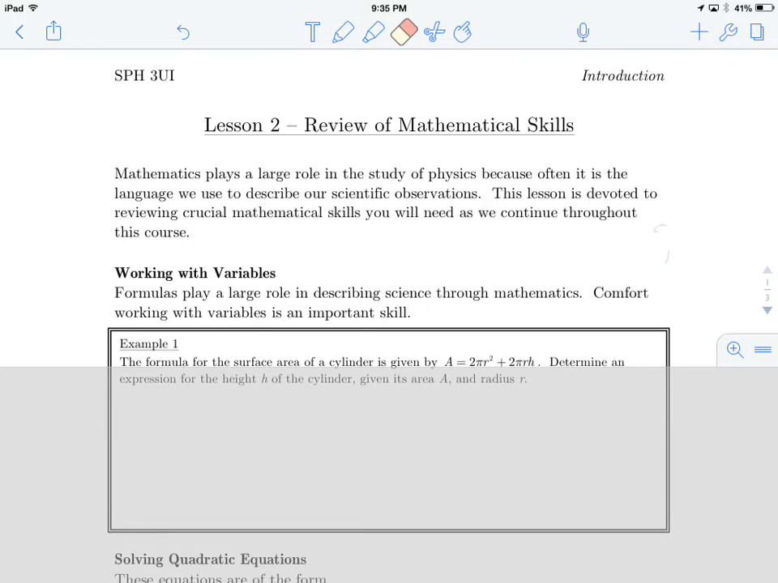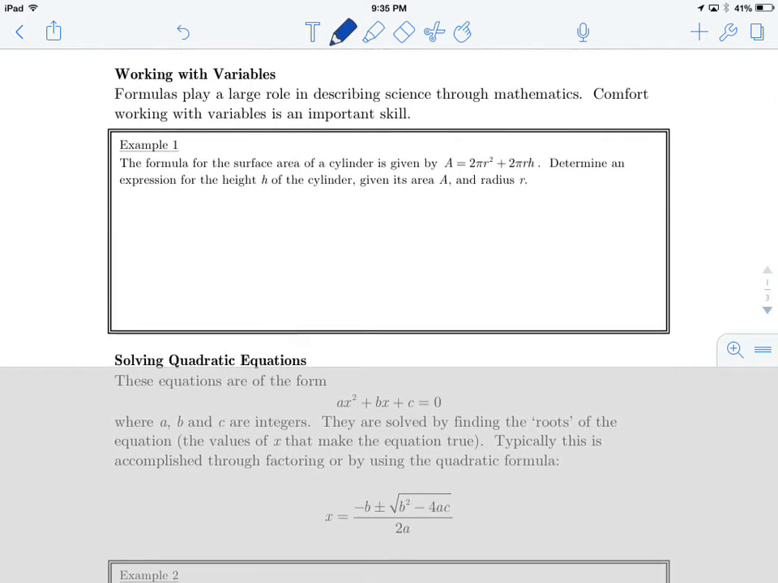So, we are going to do a lesson that reviews some of what I think are the most important mathematical skills that you have to have coming into grade 11 physics. This is not an exhaustive list, but it looks at the crucial things that you're going to need over the next 5 months in this course.